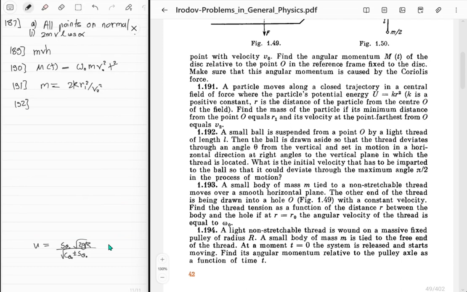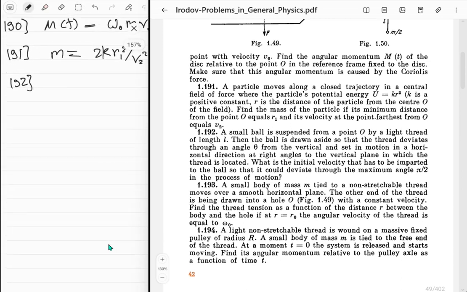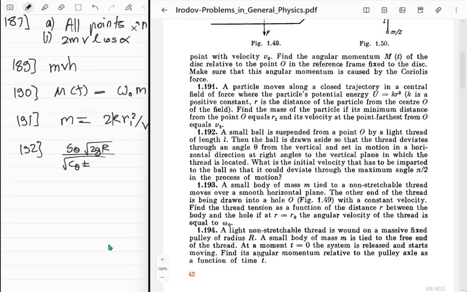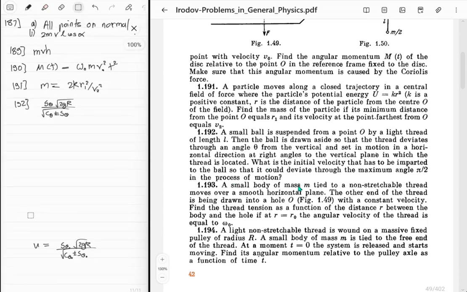This should be the velocity. So our answer will be sine theta square root of 2gr upon square root of cosine theta plus or minus sine theta. This plus or minus is because we don't know whether it deviates to get bigger or smaller, right? Next, 193.